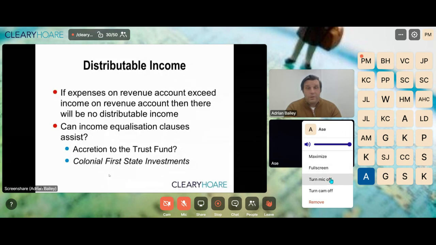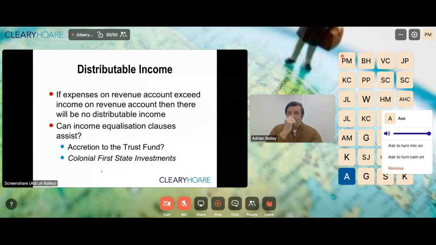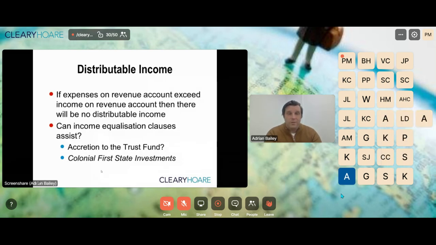In order to address that, there are ways that you can address that with things like income equalisation clauses, or things that make particular types of income accretion to the trust fund, so that we have an amount to distribute. Remembering that this is distributions for trust purposes, and that differs from distributions for tax purposes, because different amounts are taken into account for trust or income purposes, and we'll cover that in later slides.